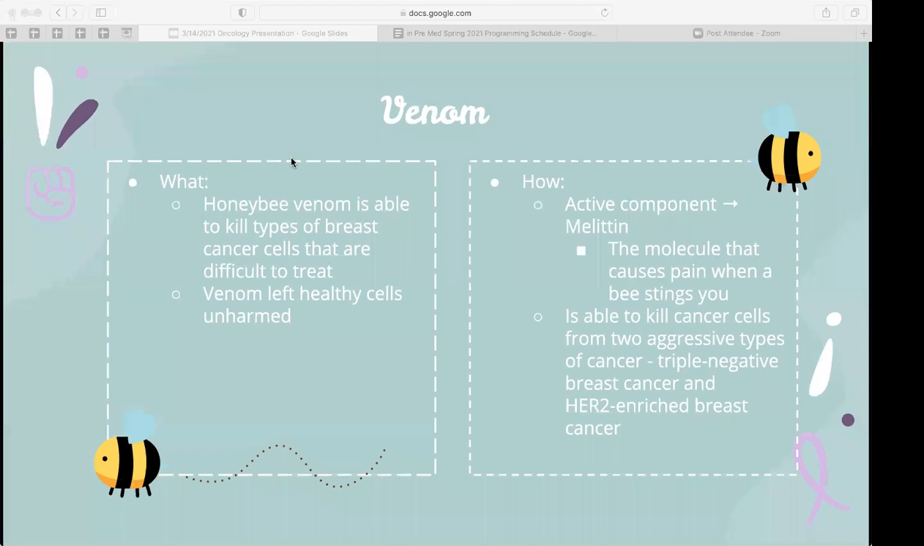The venom is even able to kill cancer cells from triple-negative breast cancer and HER2-enriched breast cancer. These are the most aggressive types of breast cancer, and they're also very hard to treat. The venom kills the cancer cells by destroying the outer membrane of the cells, and it also disrupts the cell's ability to grow and divide. The honeybee venom and melittin prevent the activation of receptors for growth factors in the cell's membrane. The HER2 enriched breast cancer and triple-negative breast cancer are filled with these receptors, so that's why the venom is able to work on them.